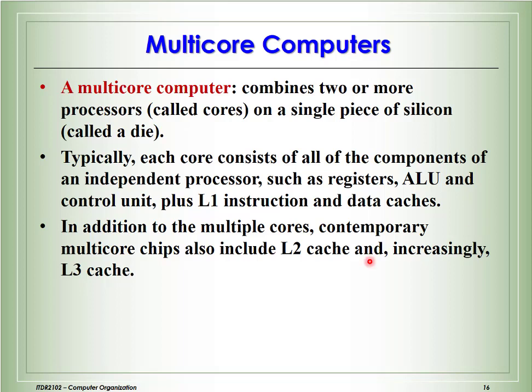So each core consists of an independent processor, registers, ALU, and control unit, and there is also L1 level 1 instruction and data cache memory with each core. But in the modern multi-core chips, they also include level 2 and level 3 cache memory, okay.